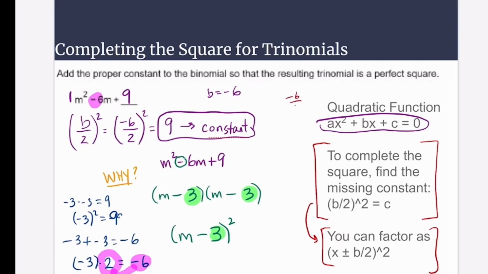Negative 6 divided by 2 is going to give us the number that's going to be part of our factor. It's going to be one of our factor terms. And that's why when you factor it, you have the m minus 3. So we'll do another example using the rule.